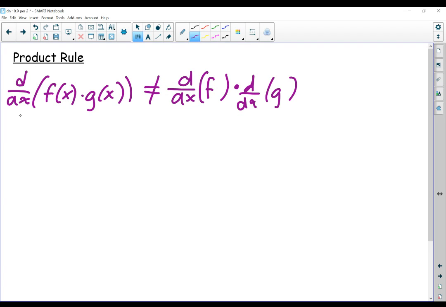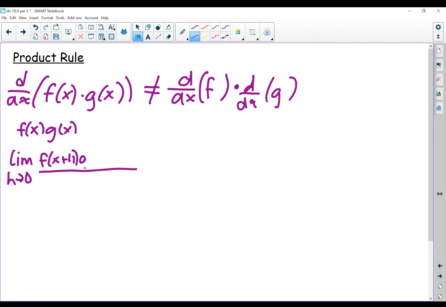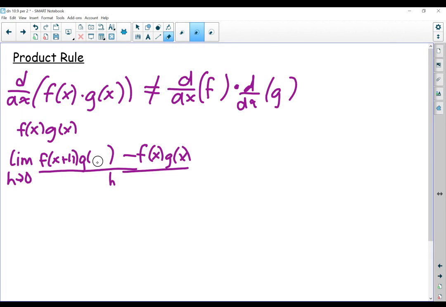So let's say we have the function f of x times g of x, and I want to find the derivative. So it would be the limit as h goes to 0 of, I'm going to plug in x plus h for x, minus f of x g of x, all over h. Now, some of you are like, Miss Bowman, what in the world do you do with this expression? I'm just going to clean that up a bit, to get something to cancel.